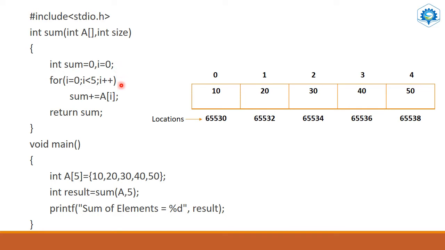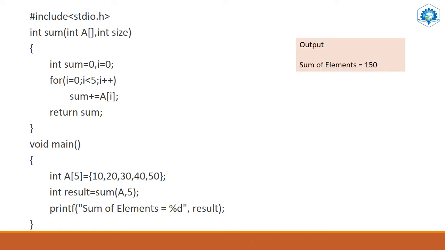In this function we can see the code for finding the sum: i equal to 0, i less than 5, i plus plus, sum plus equal to a of i. The function returns the sum value, which is collected by the result variable in the main function, and the result is printed. So this function calculates the sum of all elements of the array. This is a particular example for explaining how to pass arrays as arguments to a function, and this is the output of the program.